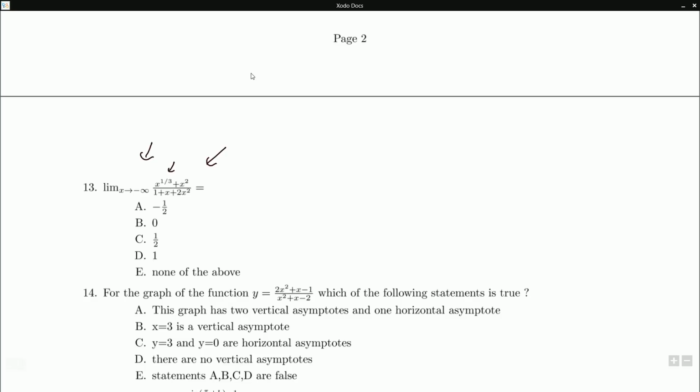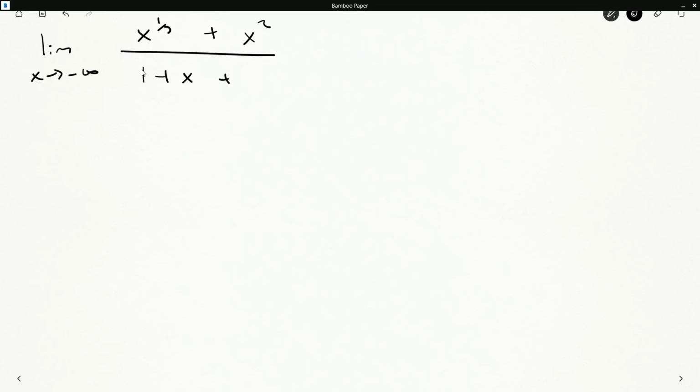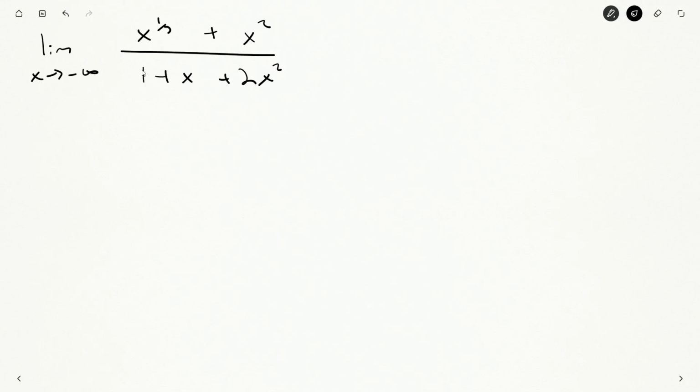Okay, so x to the 1/3 plus x squared, over 1 plus x plus 2x squared. The way I go about a question like this is I say, well, we're going to one of the infinities, so look at the highest power of x. Let's see if I can spell properly today. The highest power of x is x squared, on either the top or the bottom. It's the highest power, period. Okay? So I rewrite the question by multiplying by a sneaky 1.